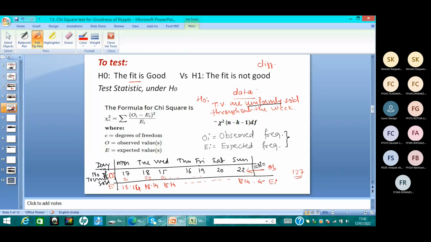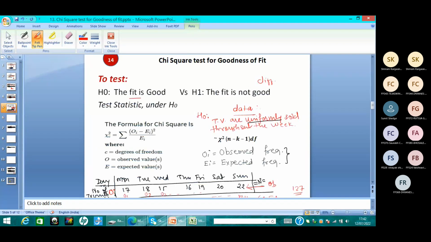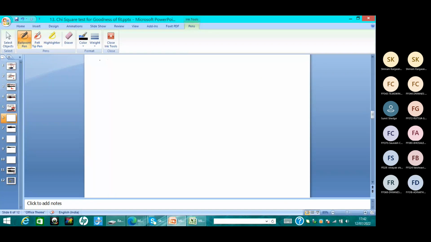Okay, so I come to the next slide. Here there is a blank sheet because I want to explain the formula. So what is the hypothesis? For the example which I have explained, what will be our hypothesis here? The TV sales are uniformly distributed over the week, or throughout the week.